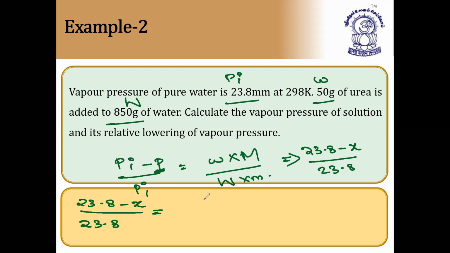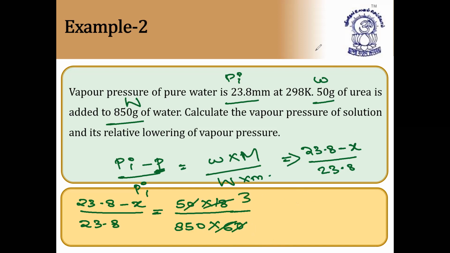what is small w? Weight of solute, 50 grams, into the molecular weight of solvent. The solvent is water, 18, by the weight of solvent, 850 grams, into the molecular weight of solute. The solute is urea. Urea has a molecular weight of 60 because the formula is NH2CONH2. If we take the molecular weight, it comes around 60. By substituting these values, you'll get the value of X. After finding X, the lowering of vapor pressure is 23.8 minus X. If you substitute, that is the answer. I hope you can understand this. You can do this solving in your book.